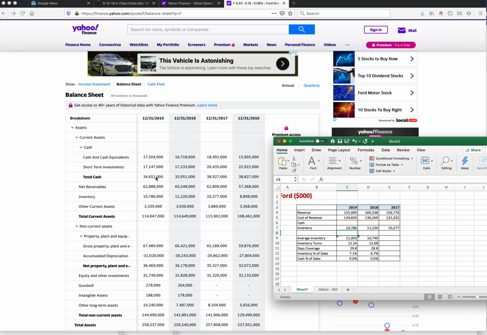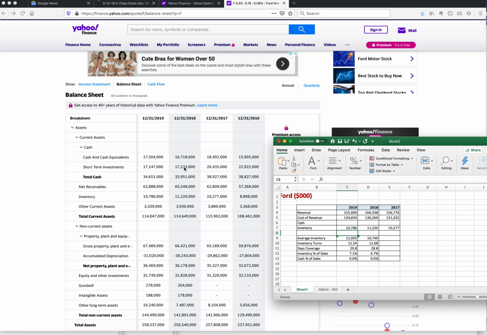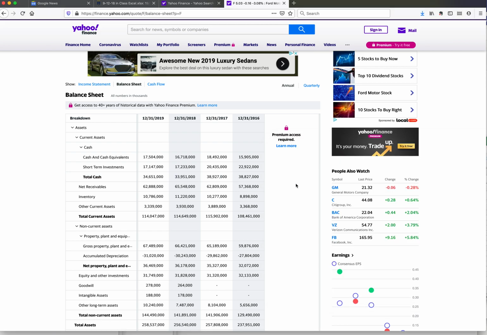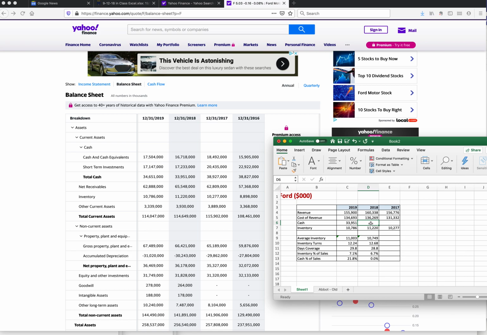So let's get to cash. Let's look at cash and cash equivalents, and let's look at total cash. I think you can look at cash. Short-term investments mean that you can turn that back into cash quickly. So let's use this, 33,951. Whatever one you use, just be consistent. 33,951, 38,927.